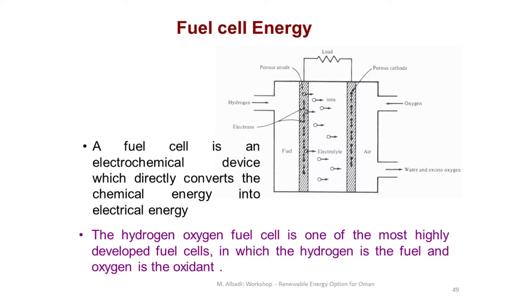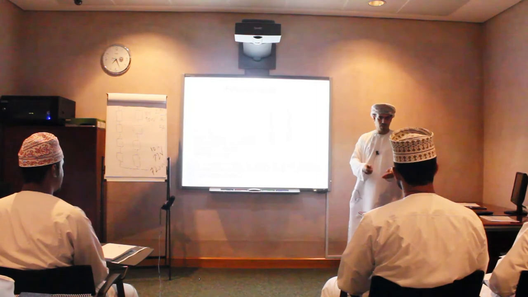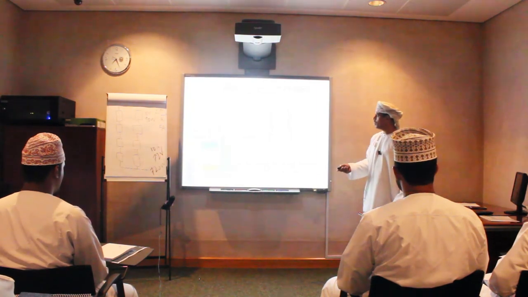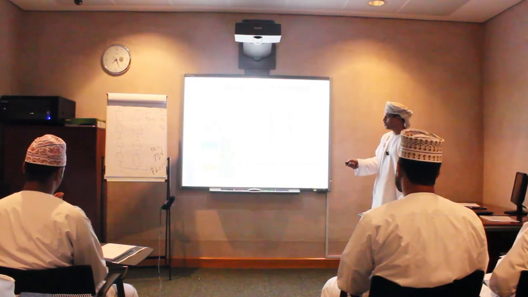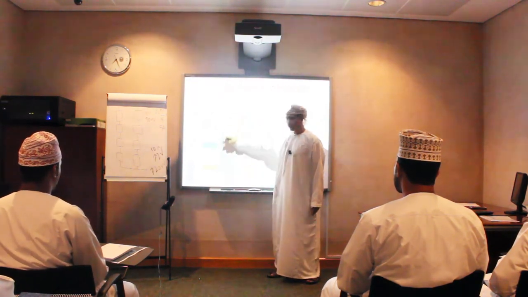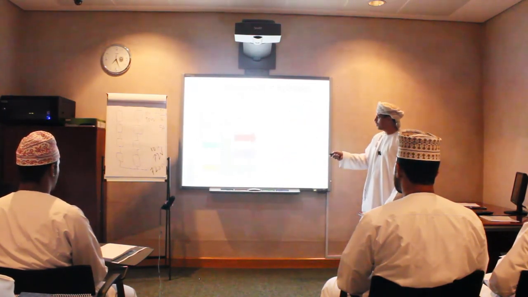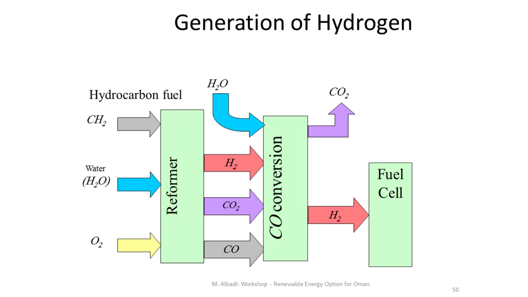Normally we don't have hydrogen available. It's mixed with a fuel. So normally you have what we call a reformer. You take natural gas, for example, and pass it through a reformer, and the reformer will produce hydrogen, carbon dioxide, and carbon monoxide. Carbon dioxide can just be released. Carbon monoxide is toxic.